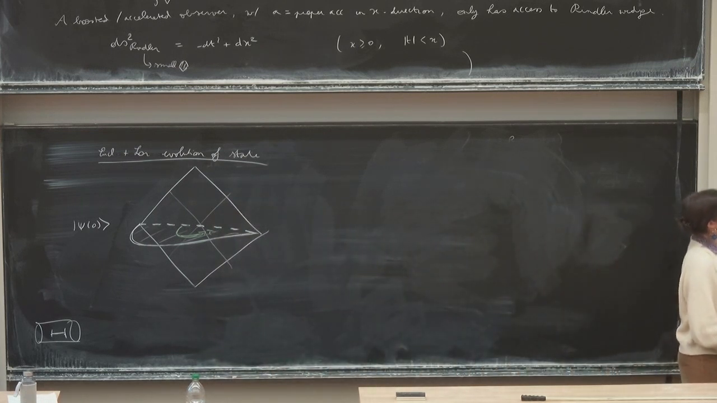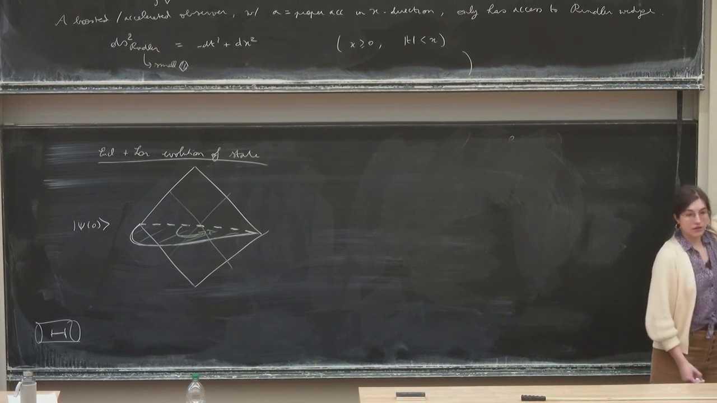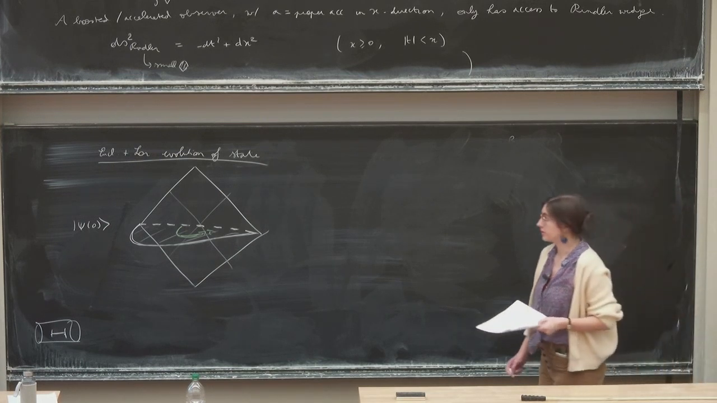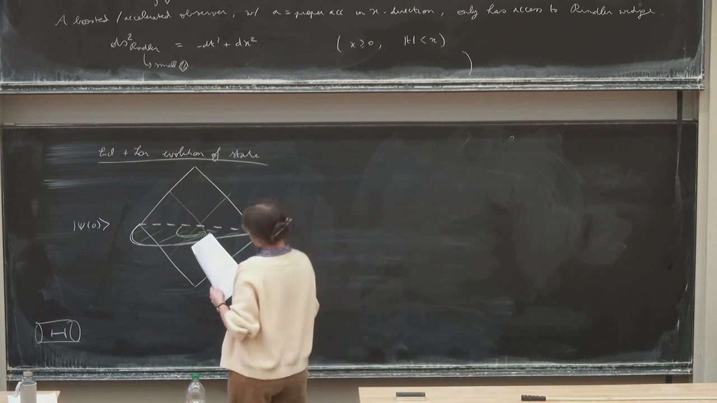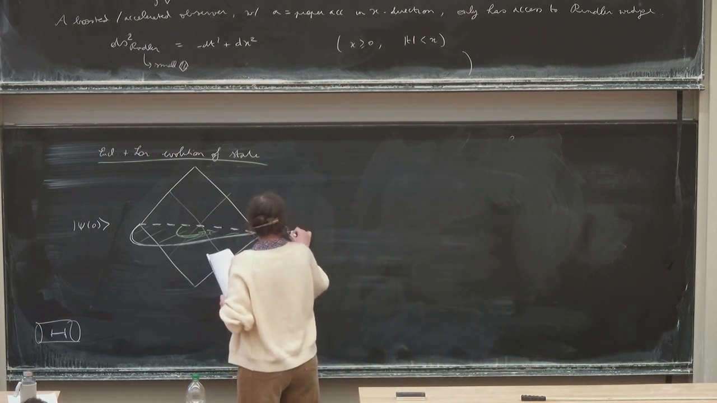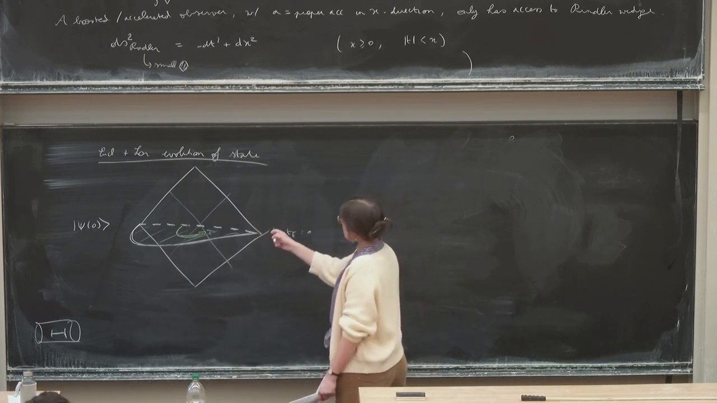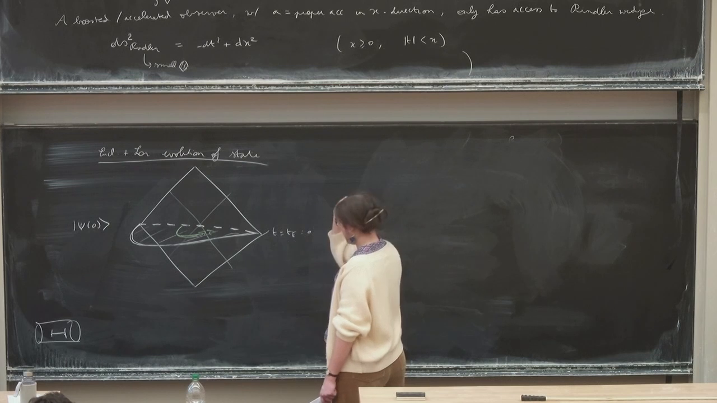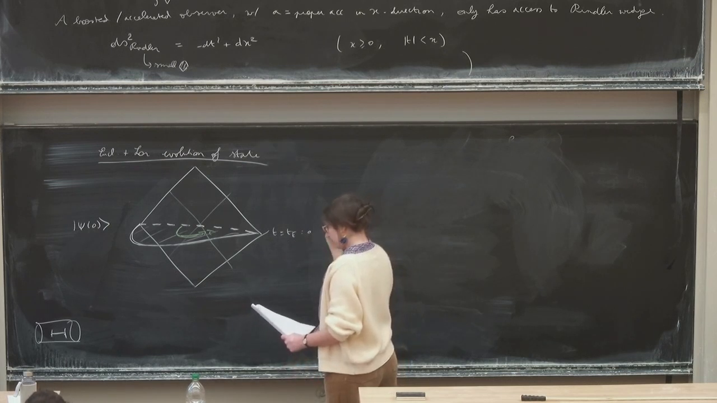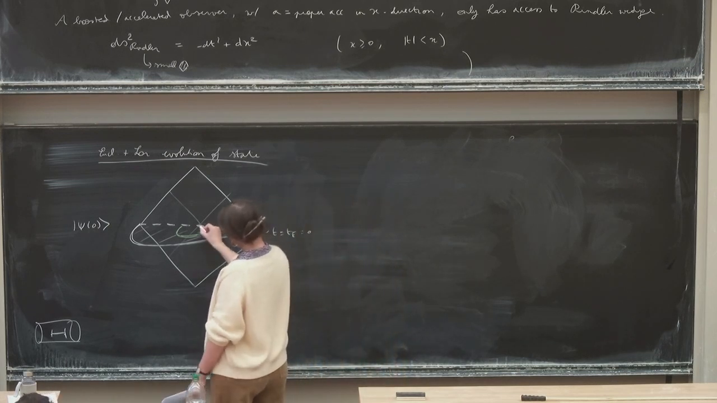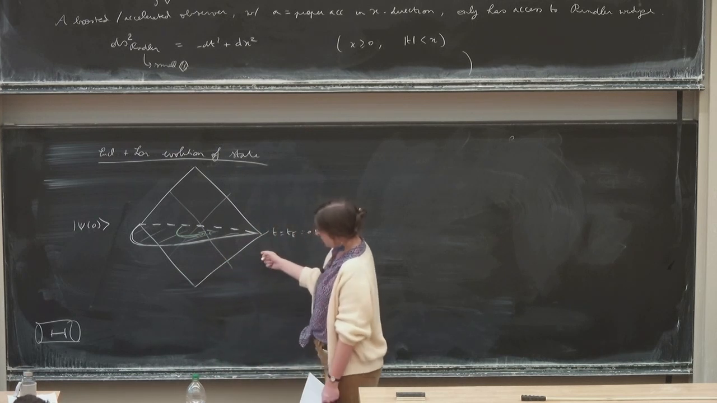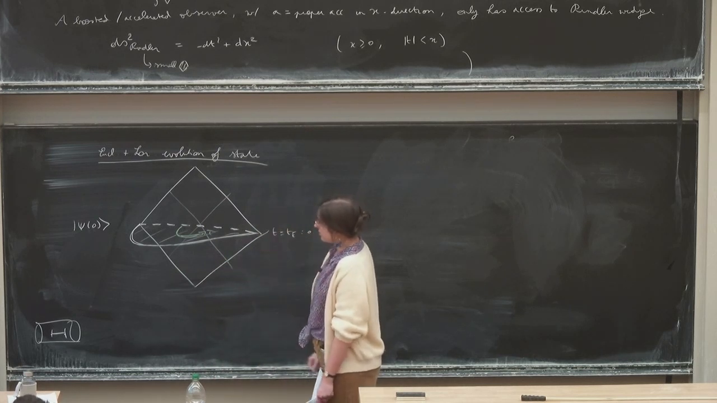Namely this, I'm just superimposing this picture on the first picture, okay? So this would be at Lorentzian time equals Euclidean time equals 0. And then I can further evolve this state to a later Lorentzian time.